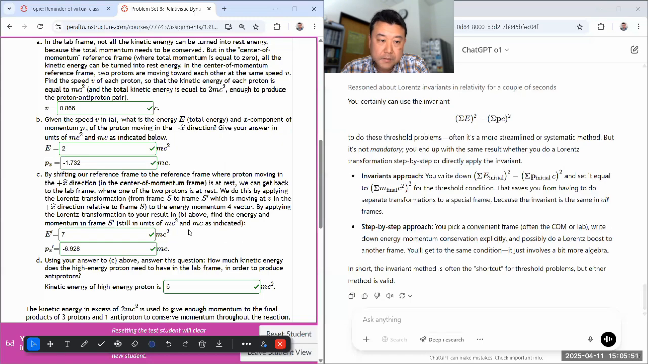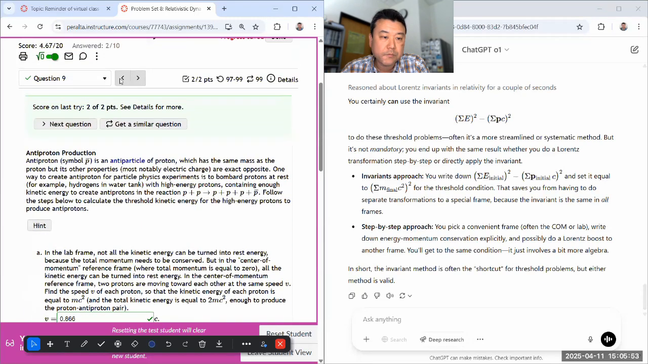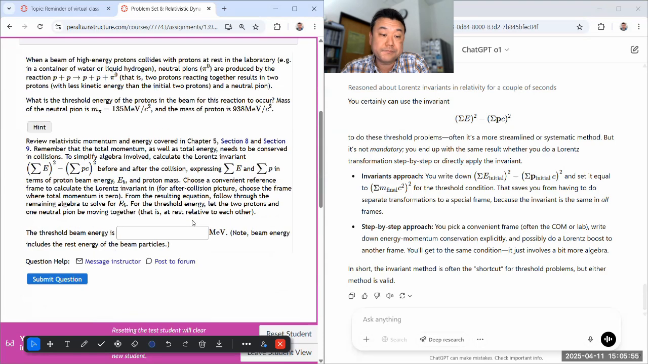So this is one where, if you don't want to find out the boost parameter between the lab frame and the center of mass frame, that Lorentz invariant is the quick, easy way to do it. If you want to find it out, then you shouldn't use the Lorentz invariant. So yeah, I think that's it.